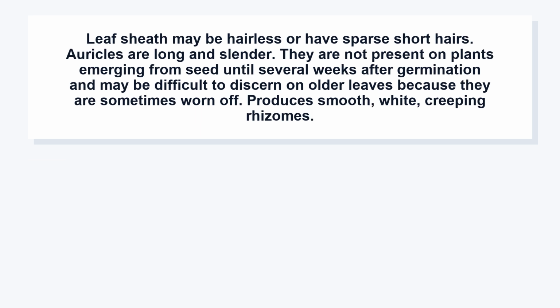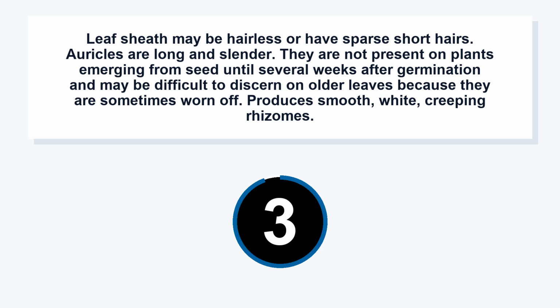Leaf sheath may be hairless or have sparse short hairs. Auricles are long and slender. They are not present on plants emerging from seed until several weeks after germination and may be difficult to discern on older leaves because they are sometimes worn off. Produces smooth, white, creeping rhizomes.